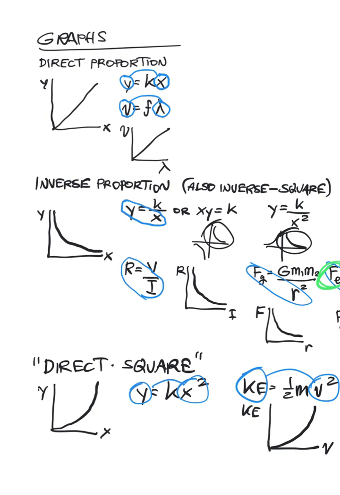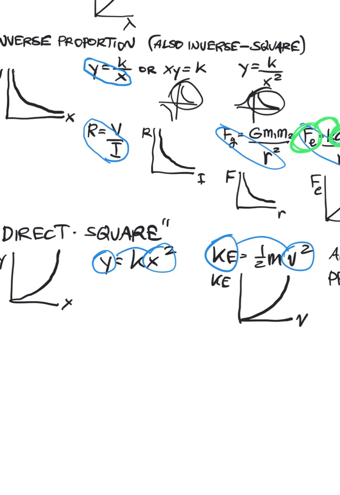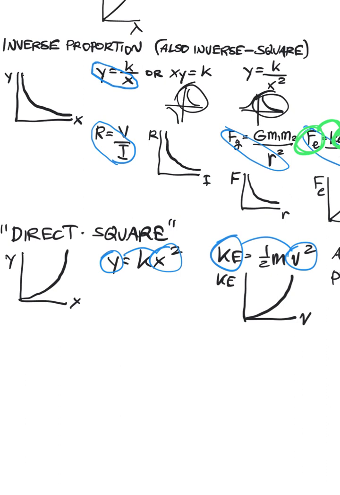So you have kinetic energy, 1/2 mv squared, with the parabola curve. Spring potential energy also follows this relationship: spring potential energy is 1/2 kx squared. Those show up often, but I can also show you something else in terms of direct and direct squared. Let's take a look at kinematics for a sec.